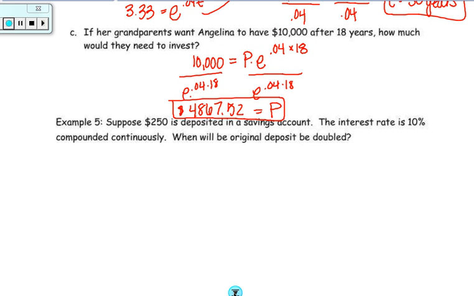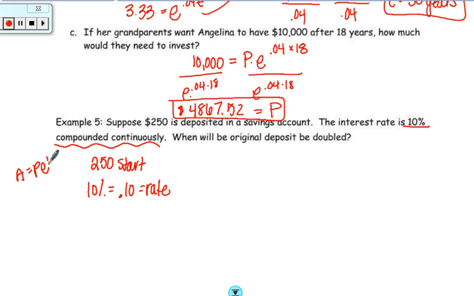Okay, the last one says, suppose $250 is deposited into a savings account. So $250 is what I'm starting with. The interest rate is 10%. So I know 10% is my rate. And as a decimal, it's 0.10. I know it's compounded continuously, so I'm going to use the PERT formula. I want to know, when will the original deposit be doubled?